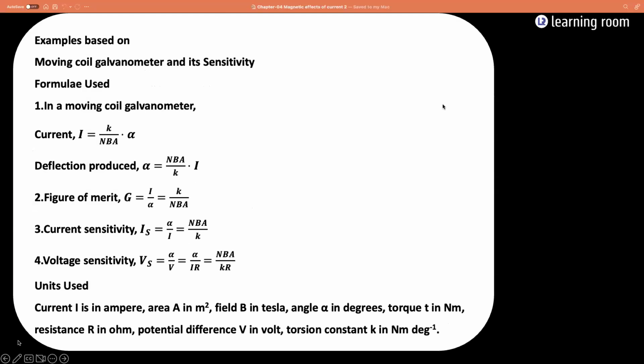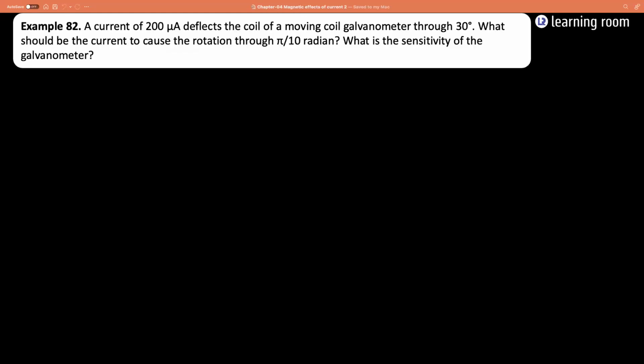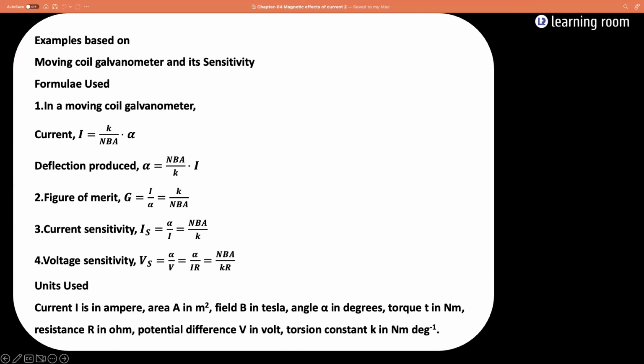So we'll get started with the next subtopic, that is the moving coil galvanometer. This is the last topic of this chapter, right? So shall I start?